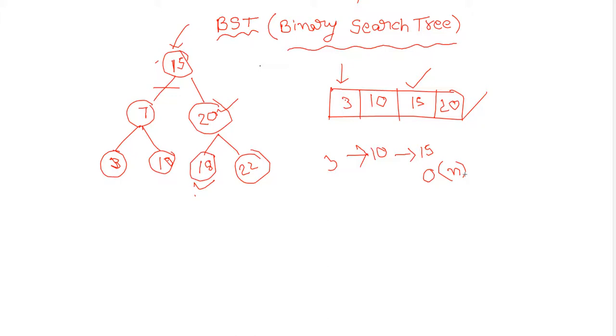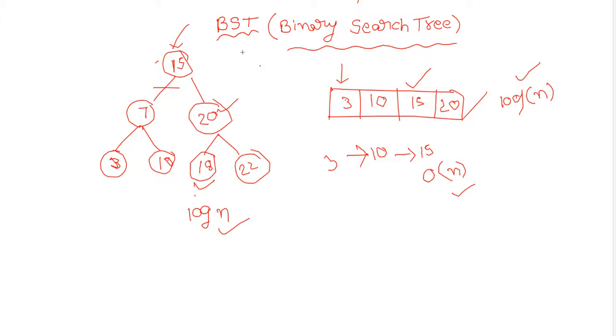The time complexity of searching an ordered array is log n. So the time complexity of an ordered array is log n, and the time complexity of a linked list is O(n). The time complexity of a BST is also log n. So searching in a BST is very easy compared to other structures, and insertion and deletion are also very easy.